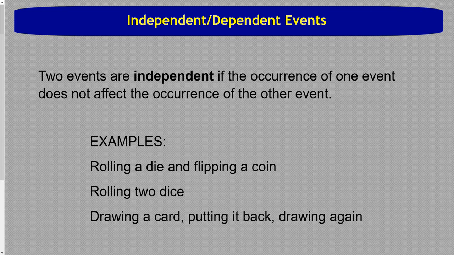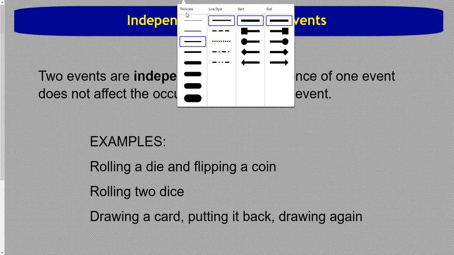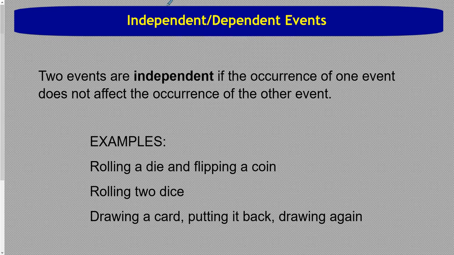Okay, we're going to continue our probability discussions by talking about independent and dependent events. Two events are independent if the occurrence of one does not affect the occurrence of the other. For example, if we're talking about rolling dice and flipping coins, rolling a 3 does not make flipping heads any more or less likely. It has no effect, right?